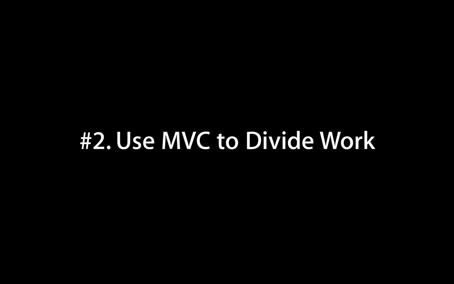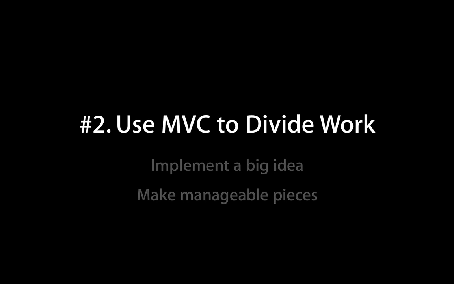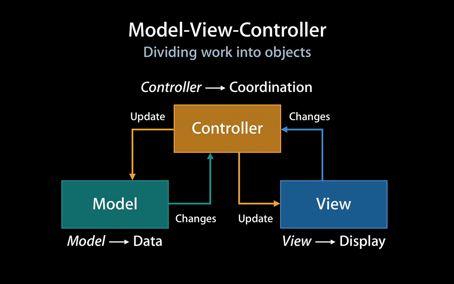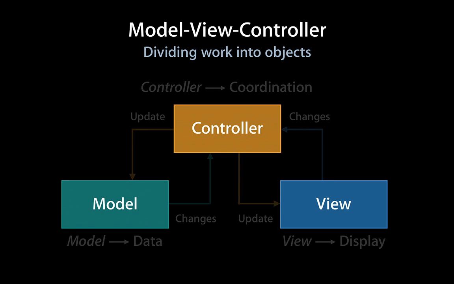Okay, so number 2. Now use MVC to divide your work up. A lot of times when you have your application, you've got a big idea, and perhaps it's even too big for you to work on by yourself. So you have to sort of divide up the work and figure out how to make manageable pieces that will all communicate together to implement this big idea that you have. Well, how does MVC help you do this? I like to think of it as that it gives you a set of useful buckets. So going back to this diagram again, we'll focus in on the big boxes, the actual model, view, and controller.